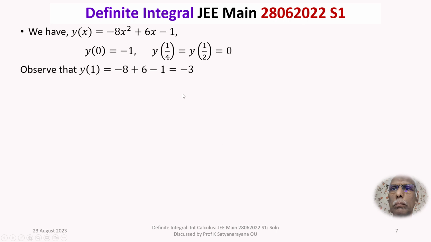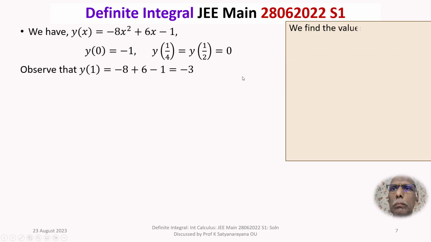Yeah, that's what we have done. And y at 1 is minus 3. And we wanted the values of x at which y takes the integer values. Agreed. We find the values of x for which y is equal to minus 1, that is the integer value.